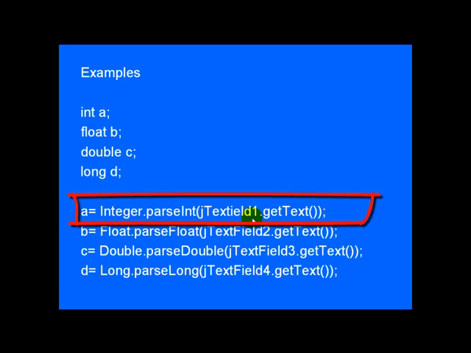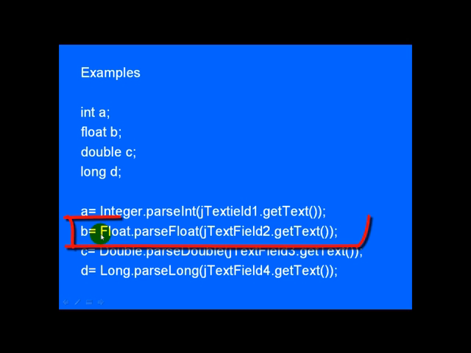Now that value, first of all we have to extract. That will be done with the help of the getText method. Now that value needs to be converted into an integer. So we will be using Integer, note the capital I here, which is a wrapper class, and under that wrapper class we have a method parseInt, which will convert the string into the integer and it will be assigned to A.